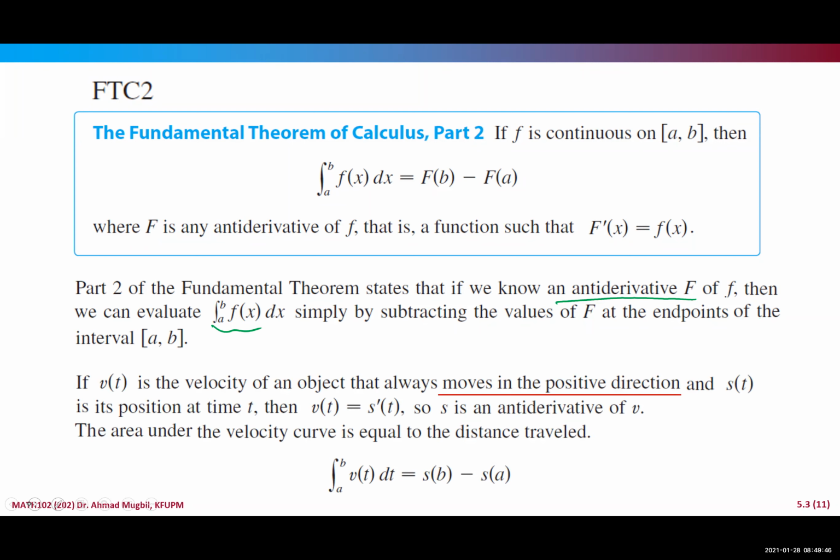As an example, you should know that this is not just for fun, it is for real. Remember the velocity is the derivative of the position function. If we have an object that moves in the positive direction, so v of t is always positive, then the integral of the velocity is the position function at the end minus the position function at the beginning. This will give you the distance traveled.